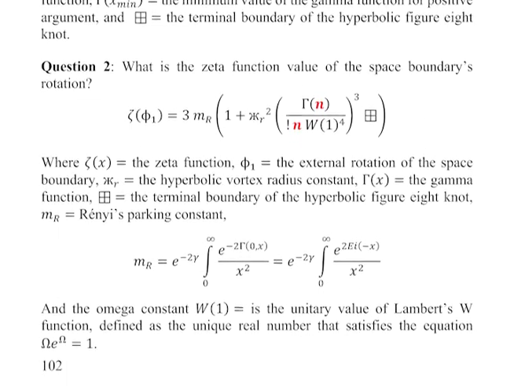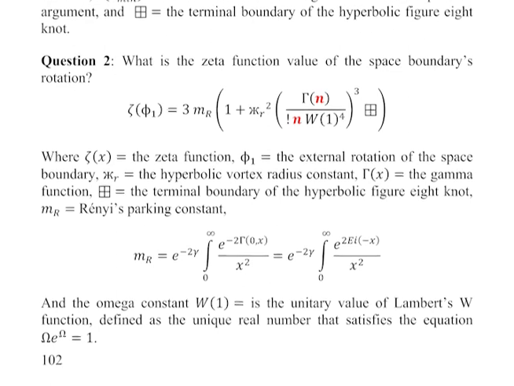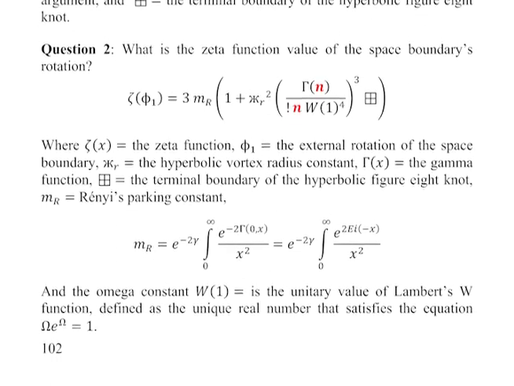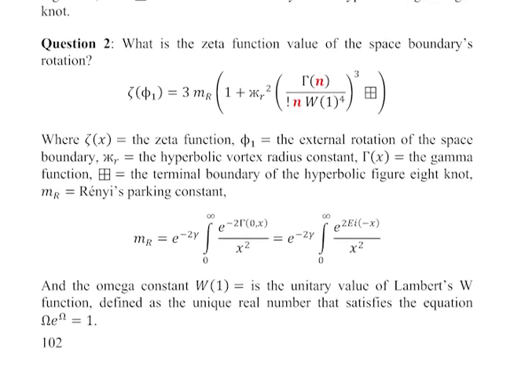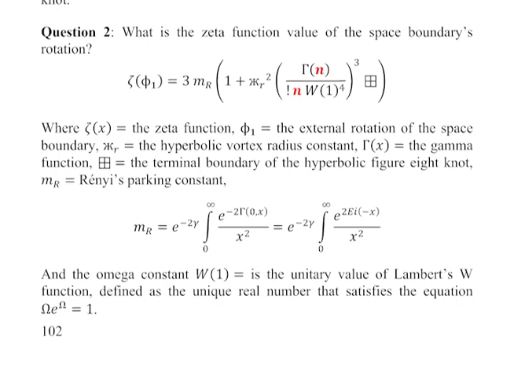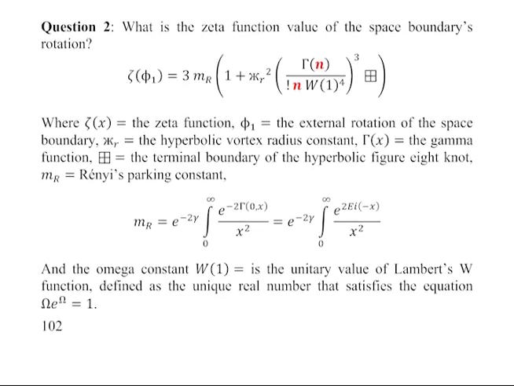You can replace the gamma function in this with the elliptic integral of negative x. And its terminal parameter is determined completely by the hyperbolic vortex radius squared and the gamma function, the derangements of this system, and the omega 1 constant, the unitary value of the Lambert's W function, which is defined as the unique real number that satisfies the equation omega times e to the omega equals 1.